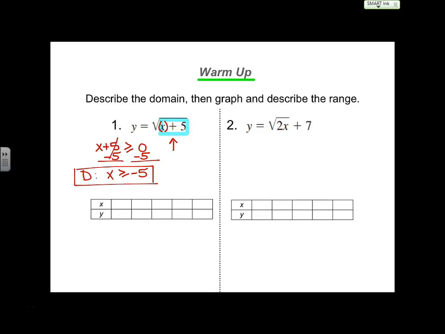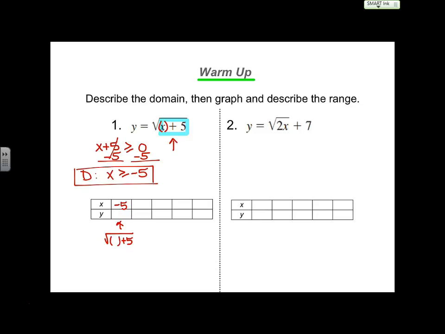Wait, we need to figure out when this is 0. Guys, look at the domain. It says x is greater than or equal to who? -5. So if I were you, I would say, okay, then maybe I should start at -5. The domain helps us where to start in our table. The domain says x is greater than or equal to -5, so I'll start there. And what happens if you plug in -5 into the x spot?